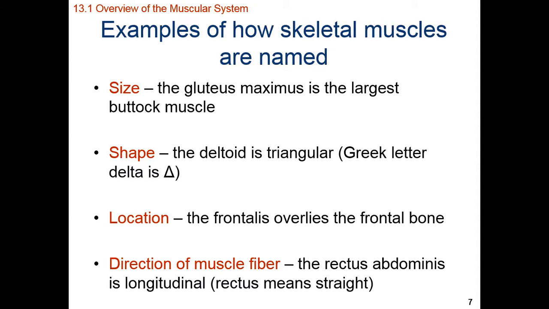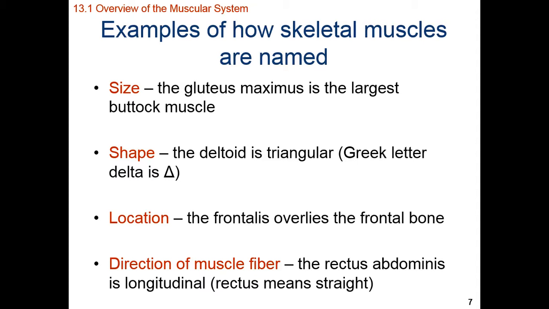Many times we'll name the muscle based off of the bone it's located over. A good example would be the temporalis, the occipitalis, and the frontalis. Those three muscles are going to be over the occipital bone, the temporal bone, and the frontal bone of the skull. We can also name muscles after the direction of the muscle fibers that are present in that muscle.